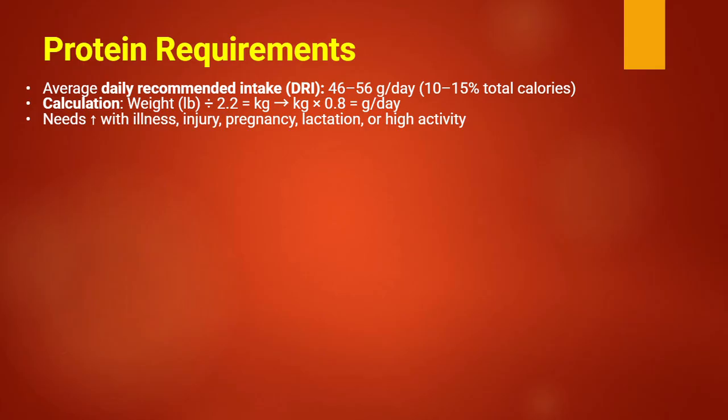This formula gives a baseline requirement. Patients under stress or with higher needs may require 1.2 to 2.0 grams of protein per kilogram. As nurses, it is important to recognize when a patient's protein needs may be elevated and to monitor intake accordingly.